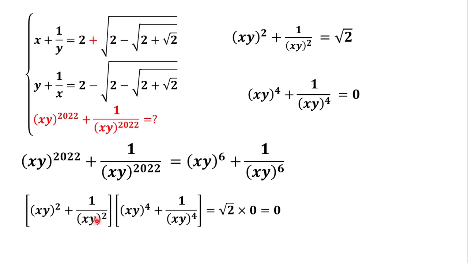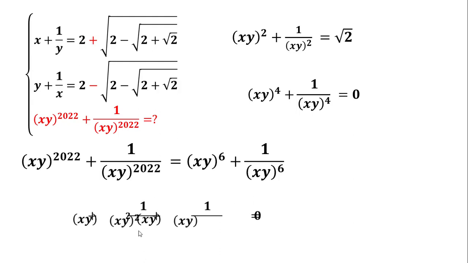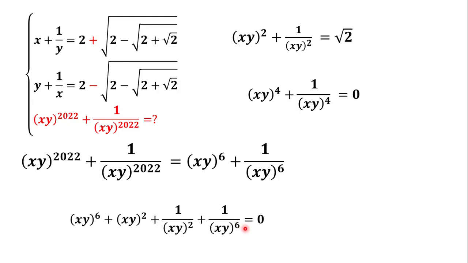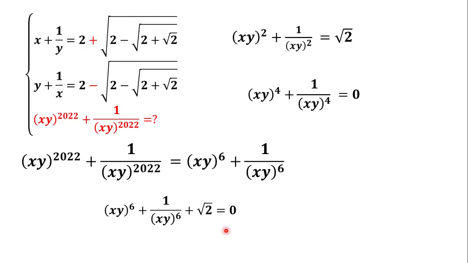Also 1 over (xy) to the power of 2 times (xy) to the power of 4 equals (xy) to the power of 2, and 1 over (xy) to the power of 2 times 1 over (xy) to the power of 4 equals 1 over (xy) to the power of 6, that is equal to 0. We know (xy) to the power 2 plus 1 over (xy) to the power 2 equals radical of 2. So (xy) to the power of 6 plus 1 over (xy) to the power of 6 equals minus radical of 2. So this expression equals minus radical of 2.